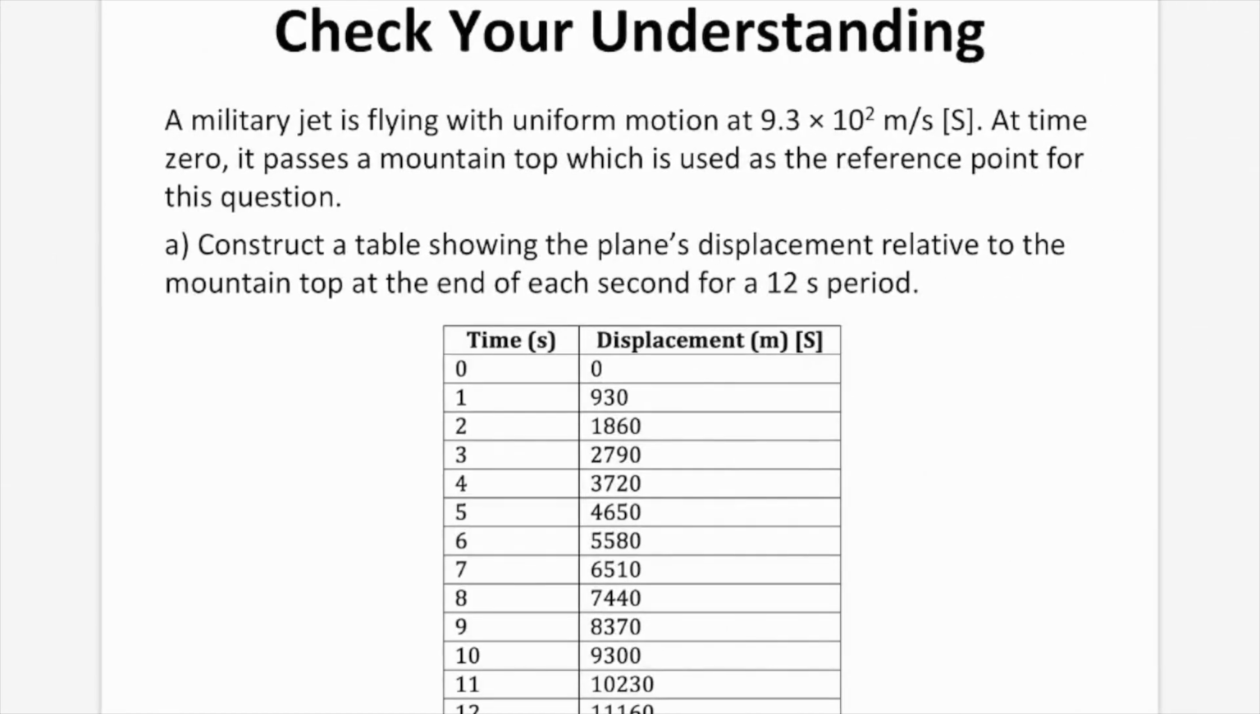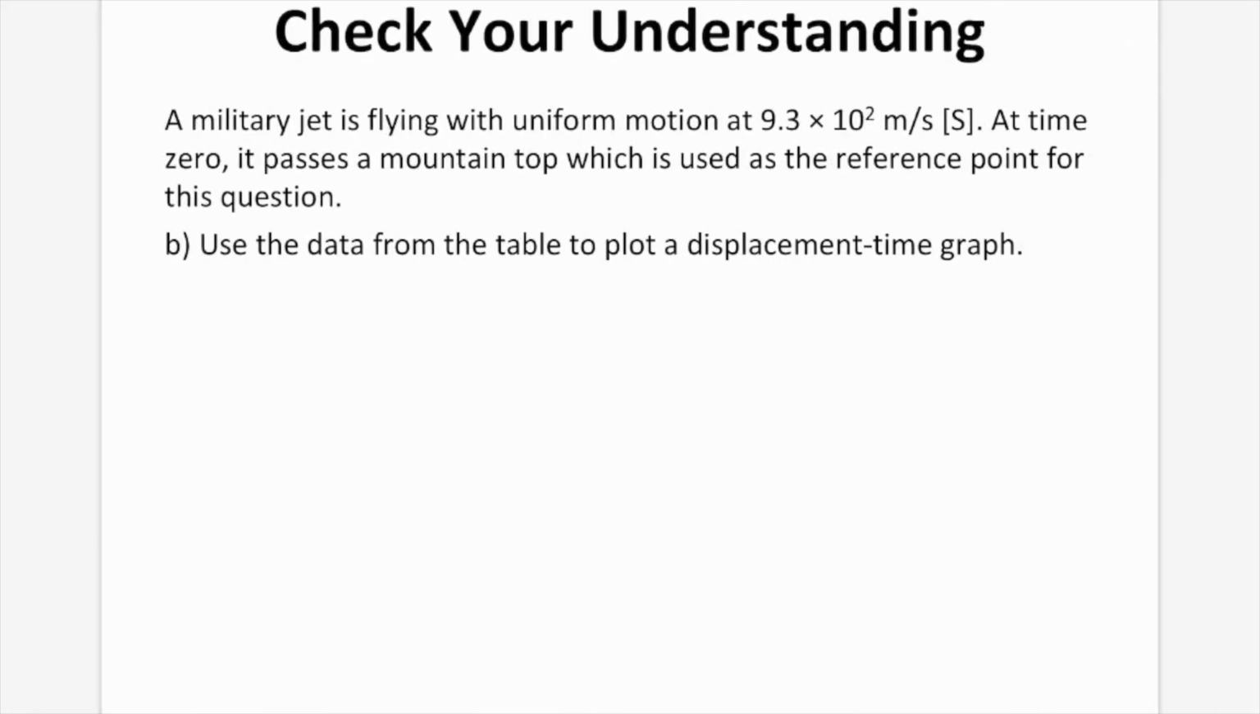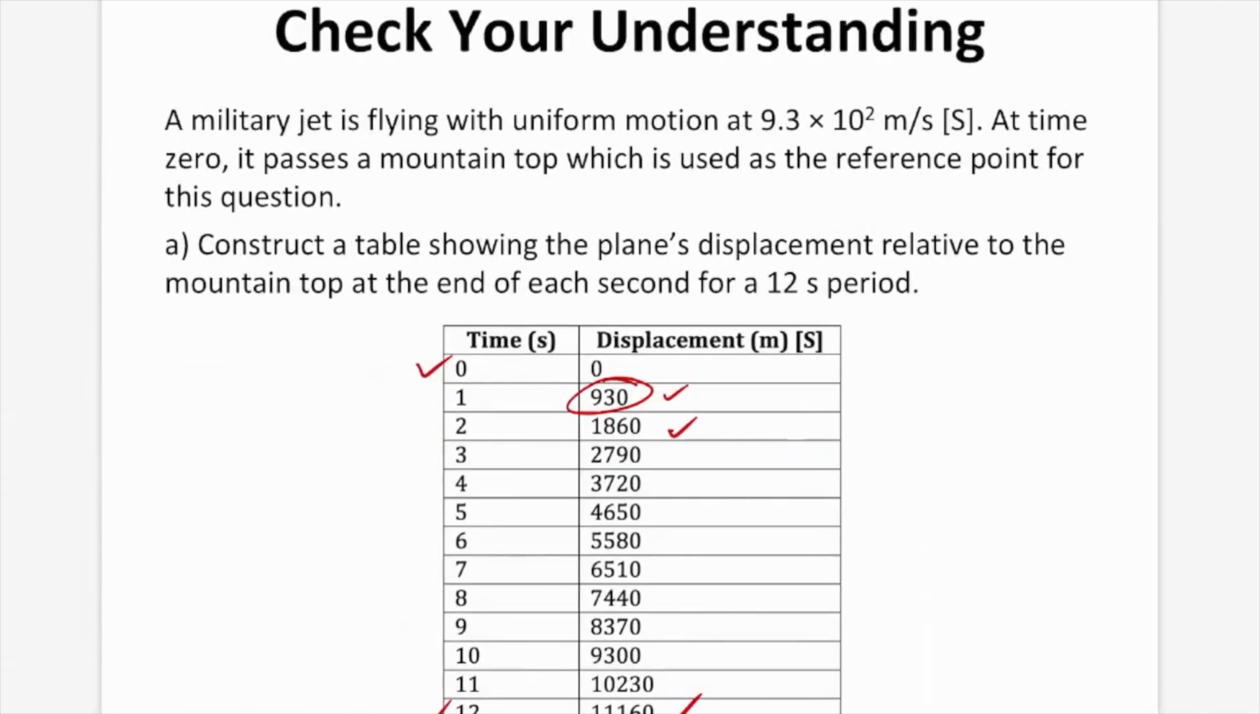So you can see the table we have drawn. We go from time 0 to time 12, counting up by 1 second, and you can see our displacement increases by 930 every time. So this is 930 times 1, 930 times 2, and so on, all the way down to 11,160. B. Use the data from the table to plot a displacement time graph. So pause the video at this point and draw your displacement time graph using the information in this table.